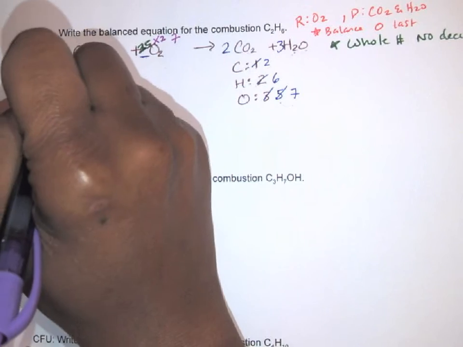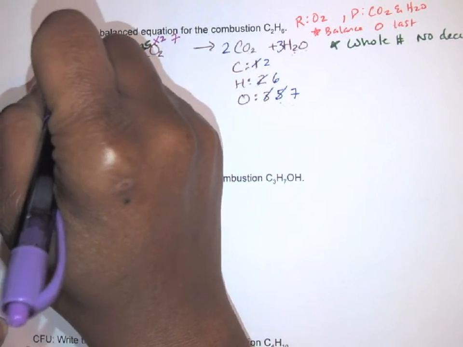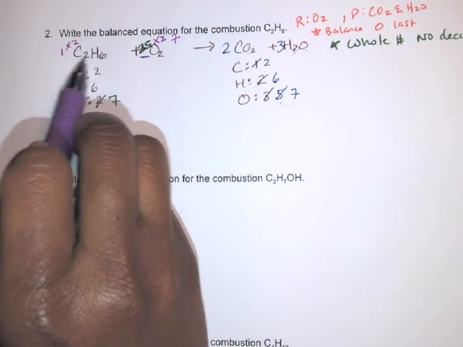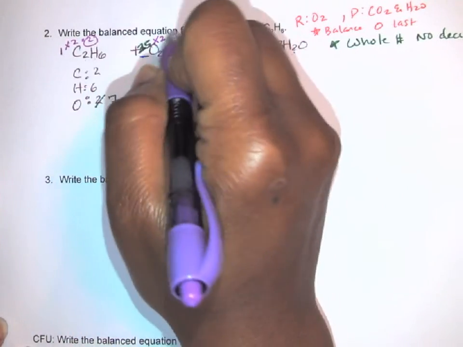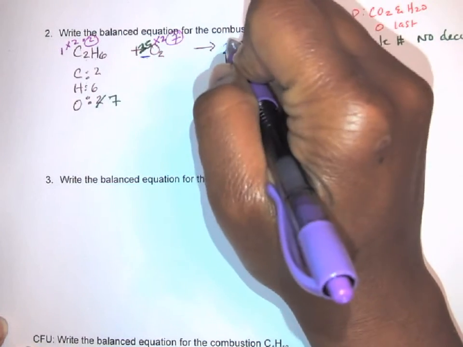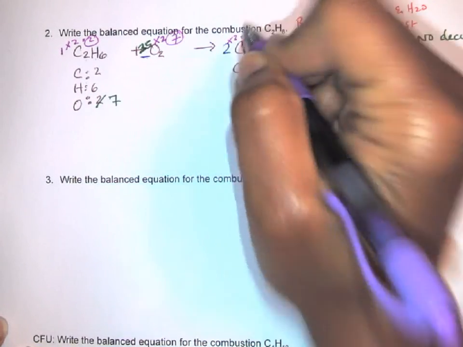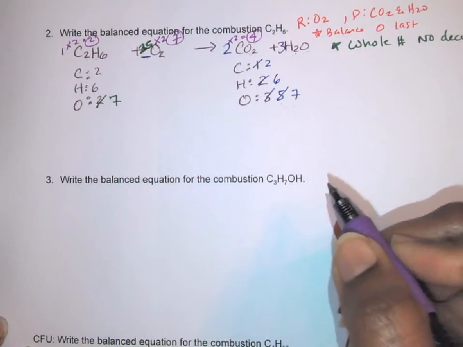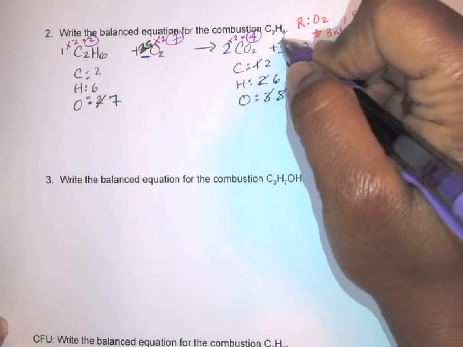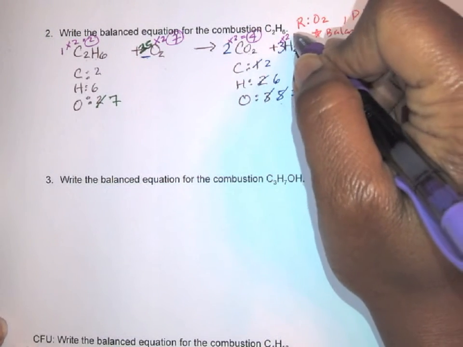Right now we have an invisible 1 here, right? So I'm going to multiply that by 2, meaning the coefficient in front of C2H6 will become a 2. That one's a 7. The coefficient in front of CO2 is 2, so I multiply that by 2 because I've got to do the same thing to all of them. So that becomes a 4. And the coefficient in front of water is a 3. I multiply that by 2. That becomes a 6.